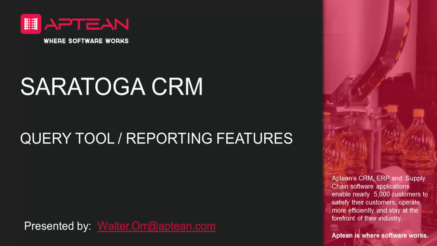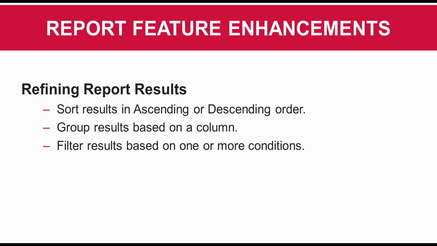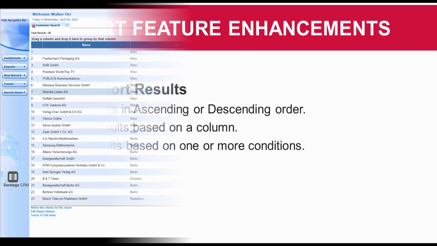Welcome to Saratoga CRM Query Tool and Reporting Features. Version 690127. We're going to start with refining report results: sorting, ascending and descending, grouping the results, and filtering results based on one or more conditions.